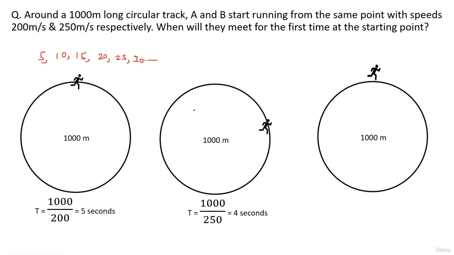This person will reach the starting point after every 4 seconds, right? The speed is 250, the track length is 1,000, the time is 4 seconds. So this is how he will keep on traveling: 4 seconds, 4 seconds, 4 seconds, right? So every 4 seconds the faster person will reach the starting point. So 4, 8, 12, 16, 20, 24. At all these times he will be at the starting point. Now when will both come together? Look.